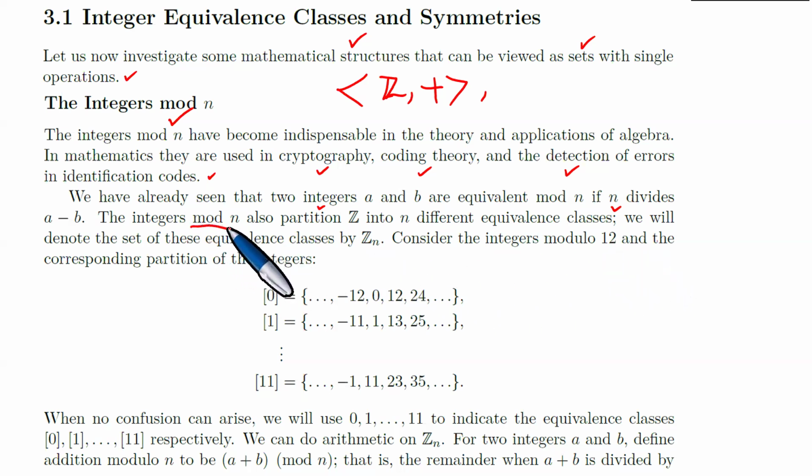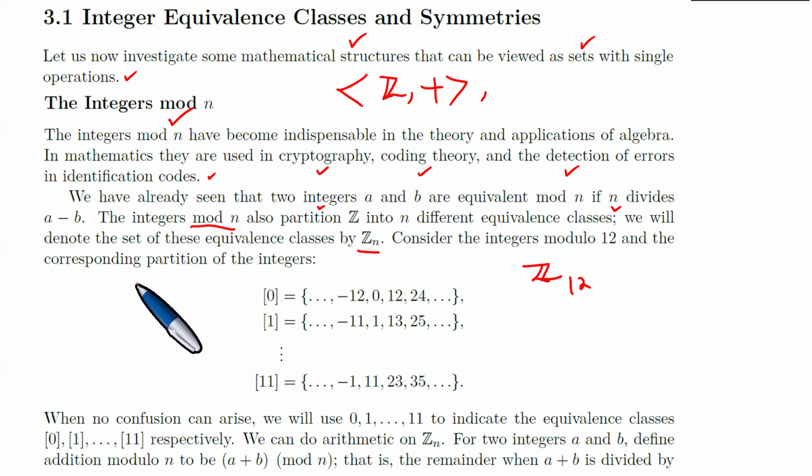Mod n, modulo n, what does it do? The integers modulo n also partition the set of integers into n different equivalence classes. We will denote the set of these equivalence classes by z subscript n. Consider the integers modulo 12 and the corresponding partition of the integers. Okay, let's look at the integers modulo 12. In other words, we're looking at z subscript 12.